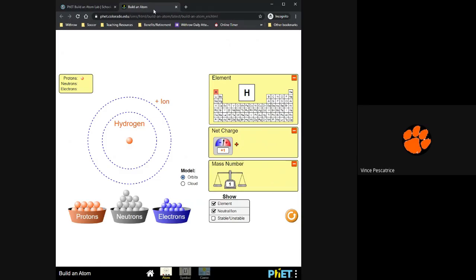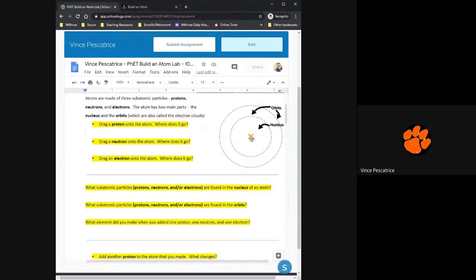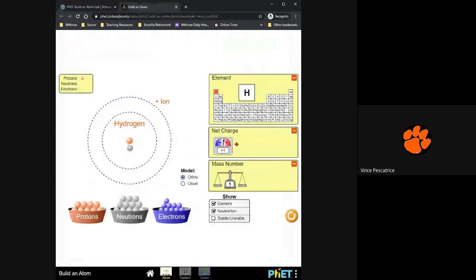The two answers that you could possibly have are either the nucleus, which is the center part of the atom where this X is, or it could go in the orbits, which are these outer rings. If you drag and drop it and it goes to the right spot, it'll stick. If you try to put it in the wrong spot, it'll float back.